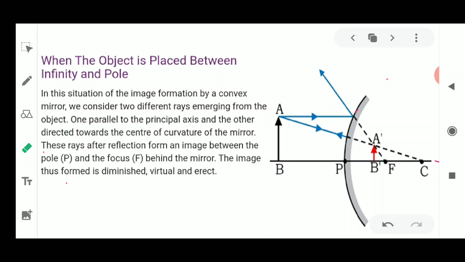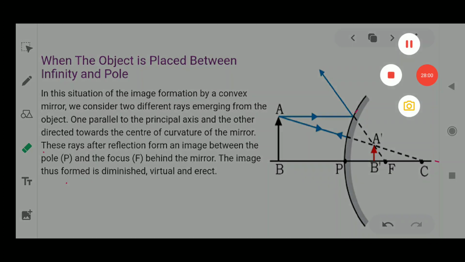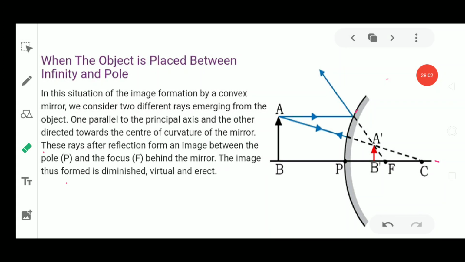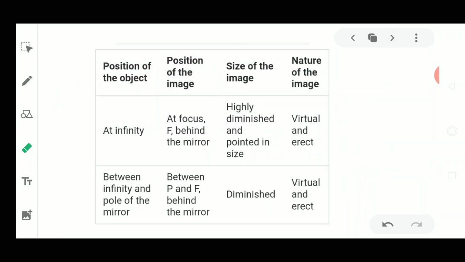Okay, next we are going to discuss the summary of this image formation. As you could see here, it will be very easy for you all to learn and remember. Once you are revising these things, you know how these images are being formed, and only two rays we are considering for the sake of convenience only.